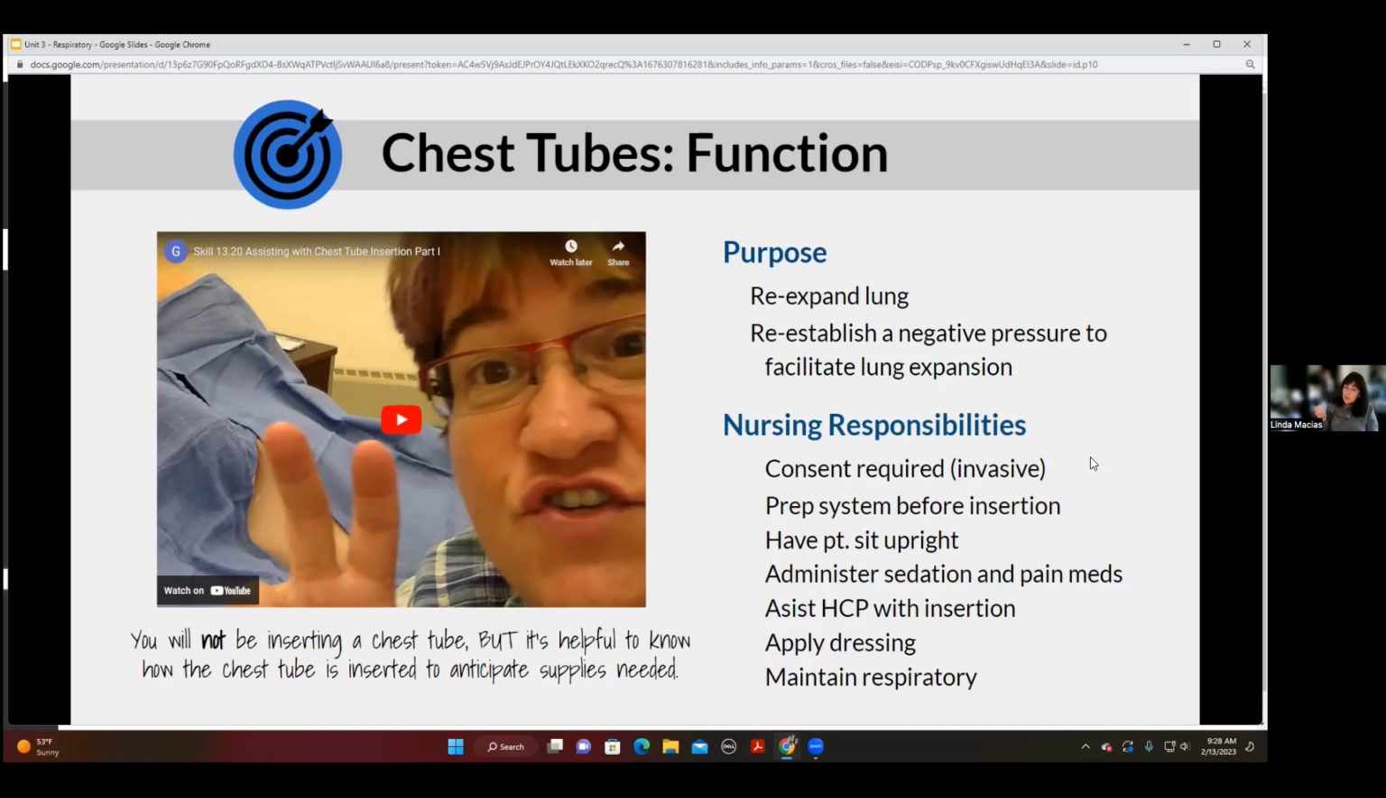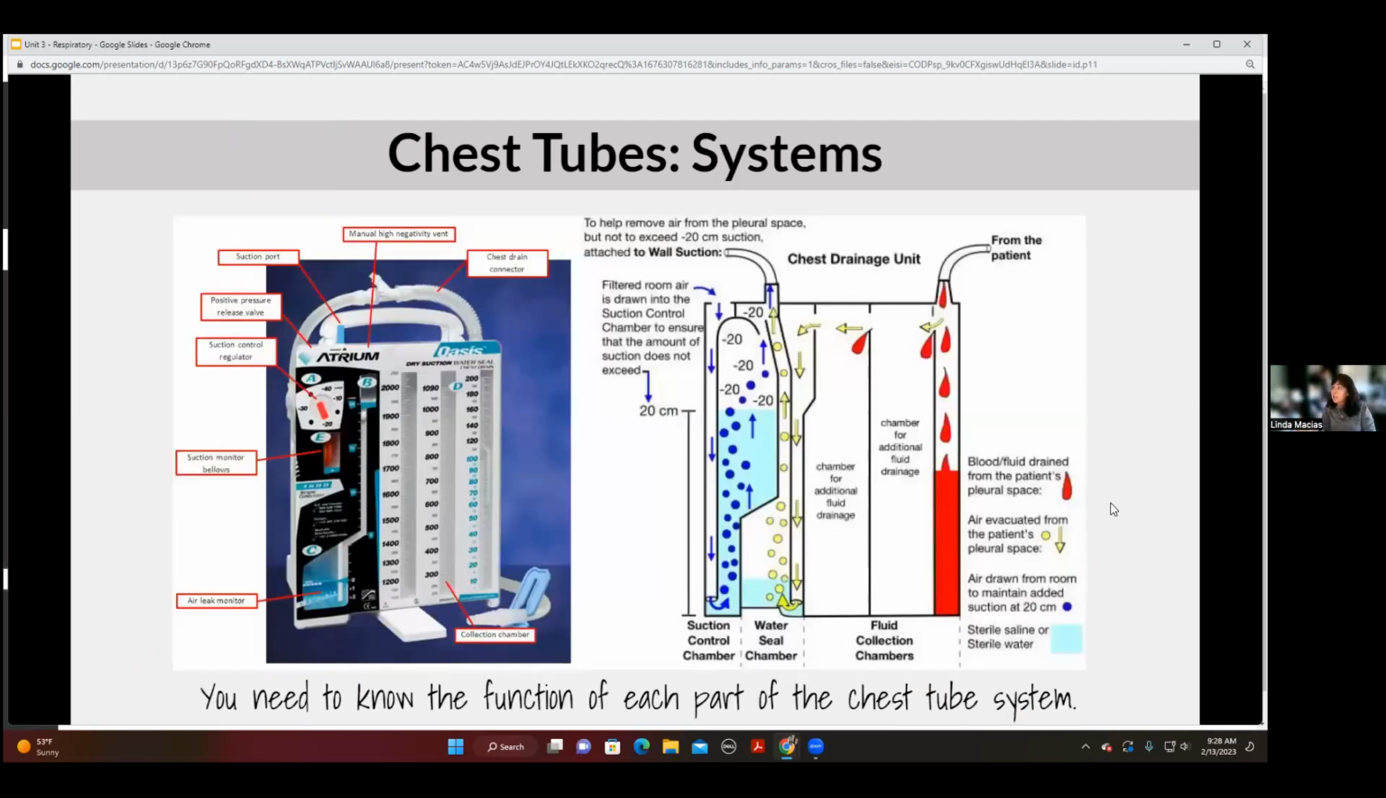Even as a student, you can call your instructor in, you can call your primary nurse in, you can be there to assist. I've assisted where I was just holding the patient's hands like this and talking to them. Applying the dressing and then maintaining the respiratory status is the function of it, but that's our responsibility, and you can certainly be in there when they're doing it. They may not need your help, but you can be there observing and you could be part of that team.